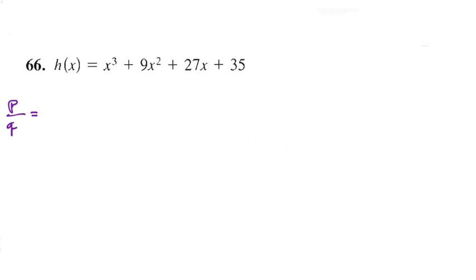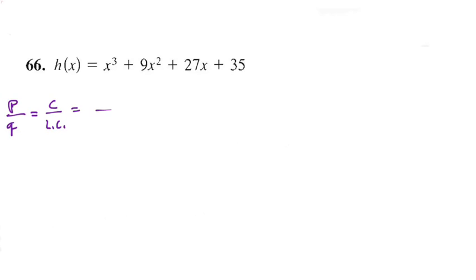The P represents the factors of 35, and then Q represents the factors of the 1, the leading coefficient. Actually, wouldn't it be better if it said C over LC? I don't know. The factors of C divided by the factors of LC.